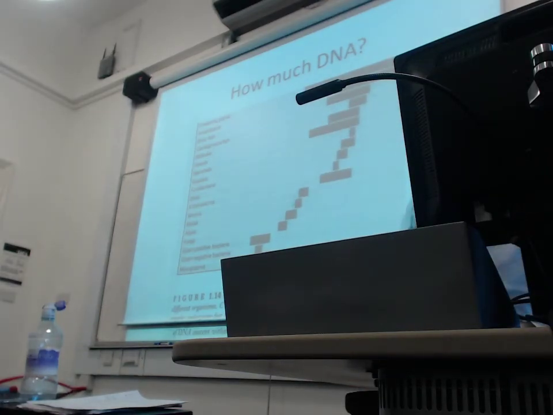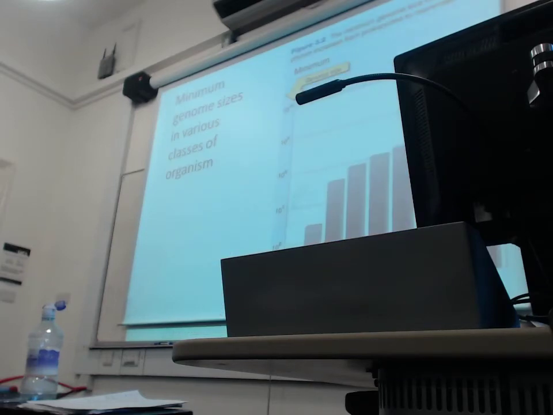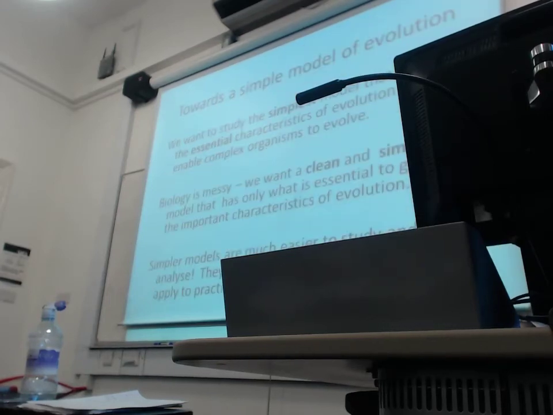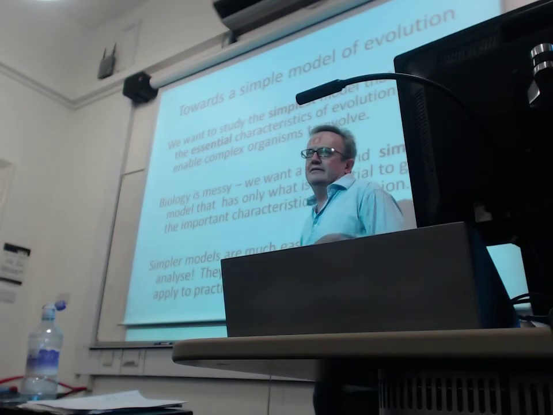You've probably seen this before. Minimum genome sizes. At last, they wanted to have a plot that showed that people were complicated, and they found that the minimum genome size you need for a mammal is bigger than for other things. It's quite a satisfying graph. What I'm getting at is that biology is messy.